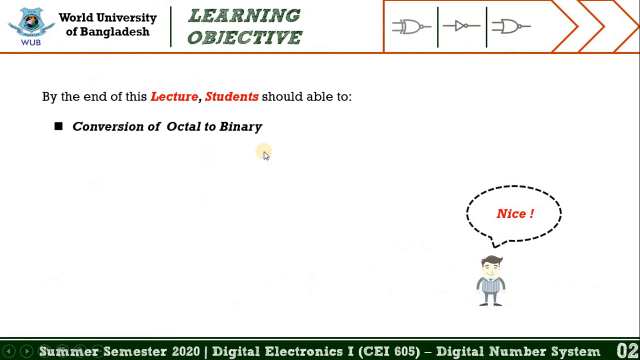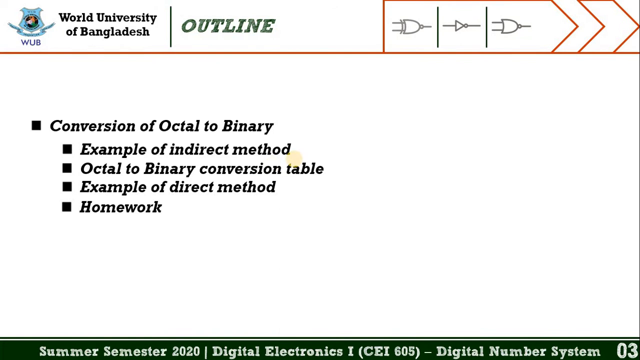By the end of this lecture, you will be able to convert octal to binary numbers. Let's move into the next slide. This slide represents the overall scenario of this lecture. You will learn octal to binary conversion using the indirect method, an example of this method, and the table of the conversion from octal to binary. Then you will learn an example of the direct method and so on. Let's move into the next slide.